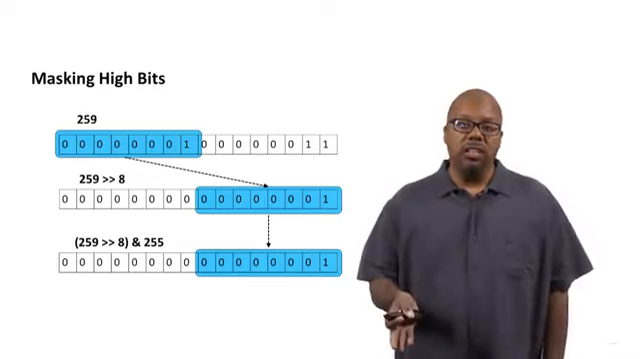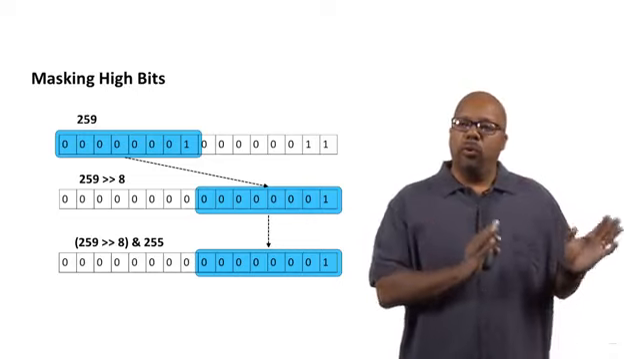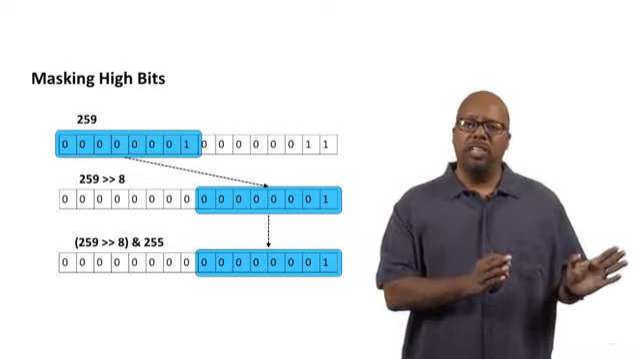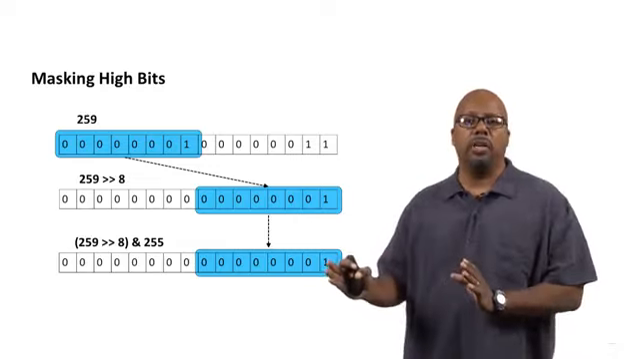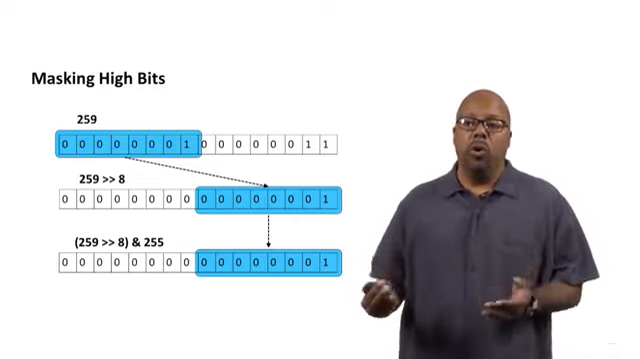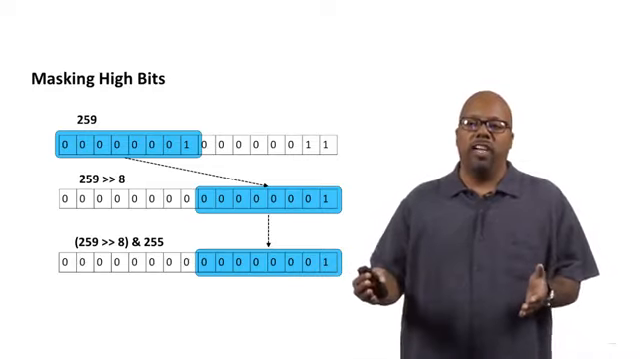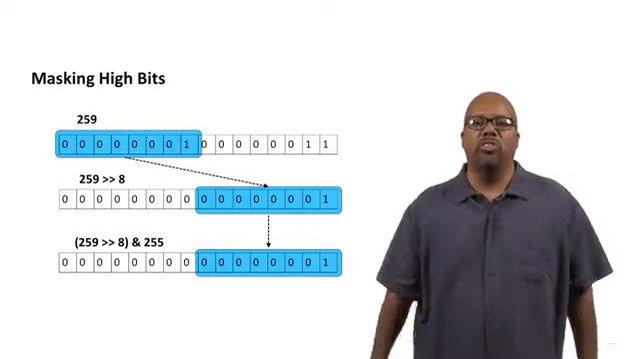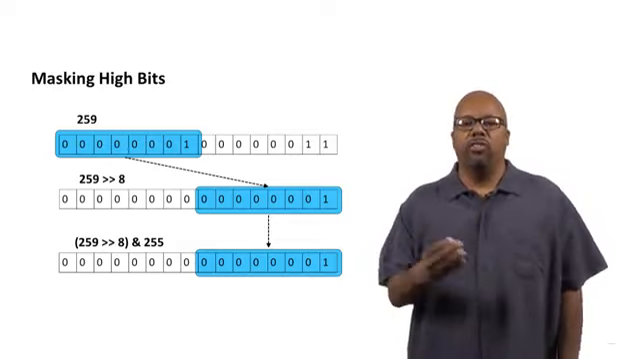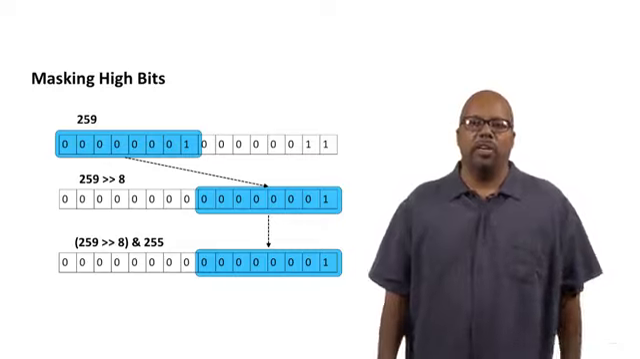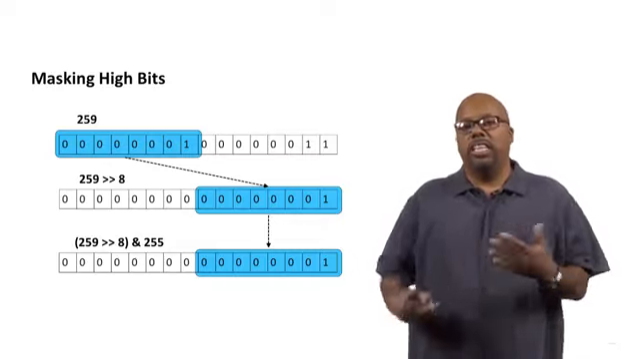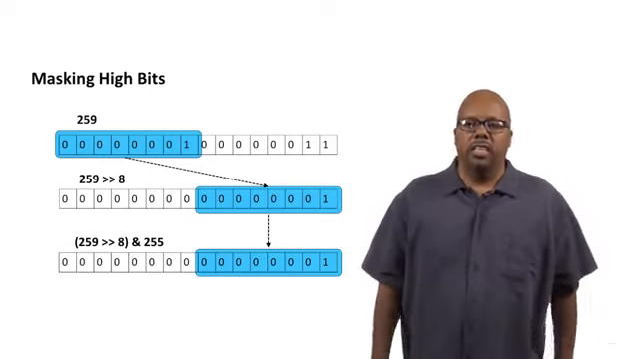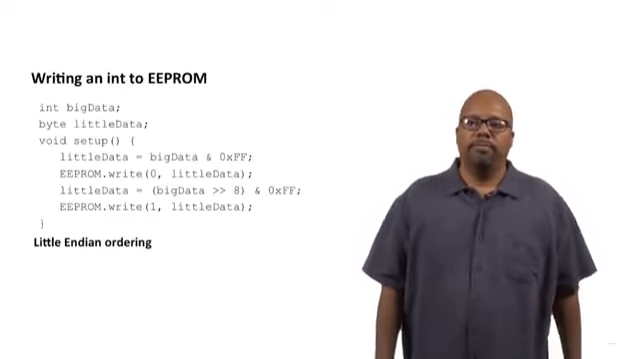So in the final result, you can see that what were originally the high 8 bits, the most significant 8 bits in 259, have been shifted to the least significant 8 bits. And then by doing the masking, all we see in the final result are the least significant 8 bits, which are actually the most significant 8 bits of the original 259. All the high bits are zeroed out because of the masking operation. At that point, you can take that number and do an EEPROM write and write that byte into EEPROM, and you'll write the byte correctly.